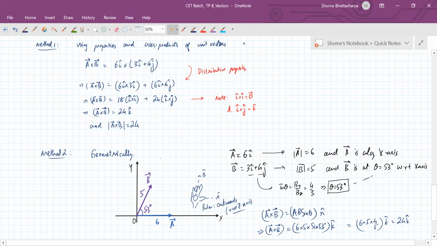In fact, for the first method, using the properties, we will develop a direct formula also of how to calculate the cross product, but you should understand it logically also. So here note down both the methods.